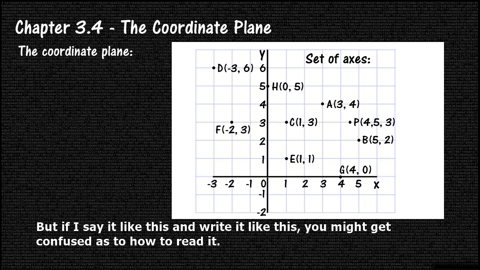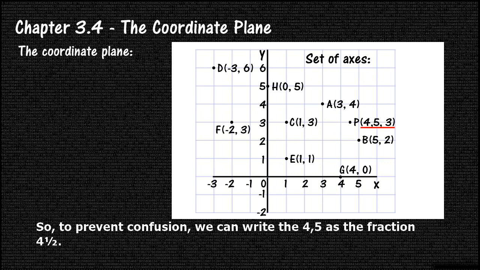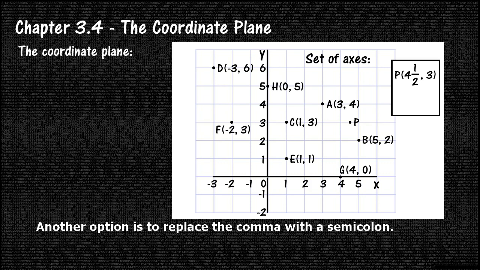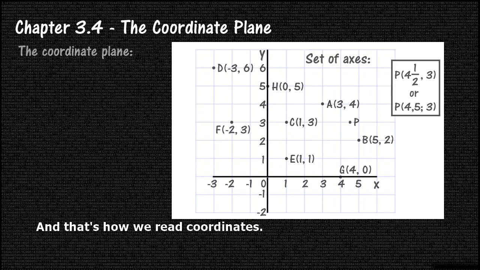But if I say it like this and write it like this, you might get confused in how to read it. So, to prevent confusion, we can write the 4.5 as the fraction 9/2. Another option is to replace the comma with a semicolon. And that's how we read coordinates.